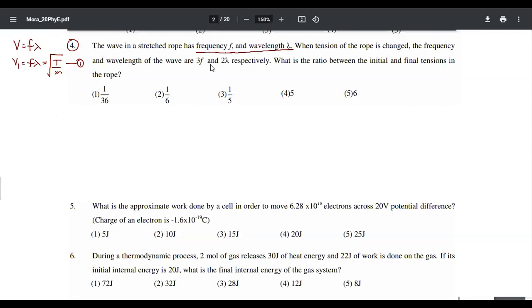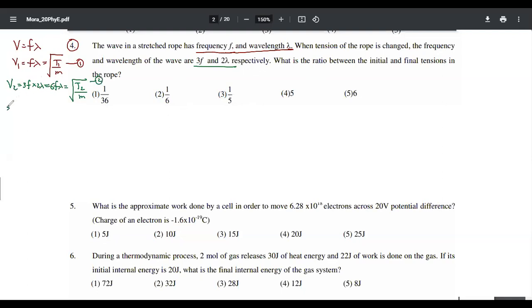And then the next case, this 3f and 2 lambda. Therefore, the new speed is 3f into 2 lambda, that is 6f lambda, and that will be equal to square root of T2 over M, where T1 is the initial tension and T2 is the new tension. M is constant because we did not change the rope. Mass per unit length of rope will not change if you don't change the rope.